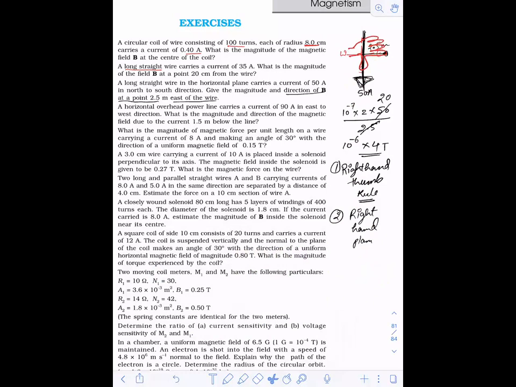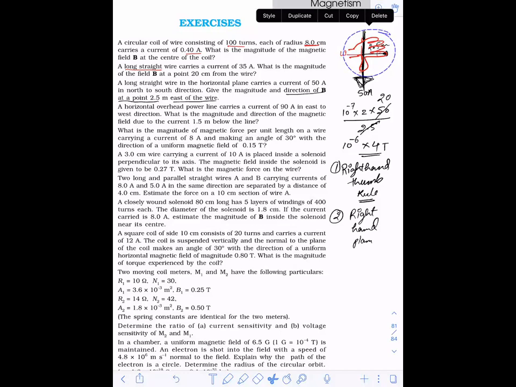Okay, you have to align it like this. This is your palm. So how have I aligned? The thumb should be in the direction of the current carrying wire, and your fingers must be pointing towards that point.